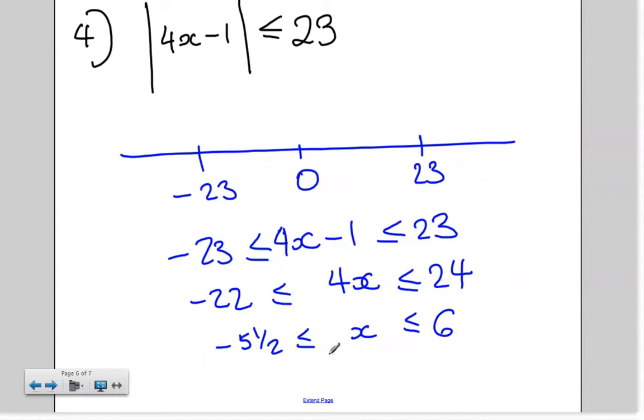And there's our solution. And depending on how the question was set, you'd give your answer like this, or you might draw a number line, or you might suggest which integer values of x would be true. So that would be minus 5, minus 4, minus 3, minus 2, minus 1, 0, 1, 2, 3, 4, 5, 6. Any of those would make it true, but we'll look at those in class.